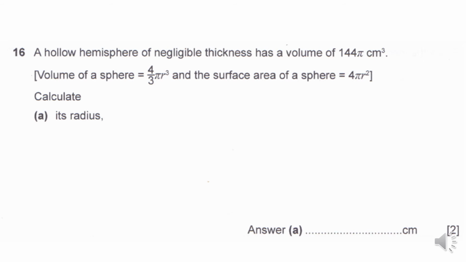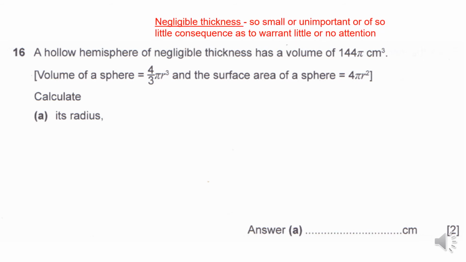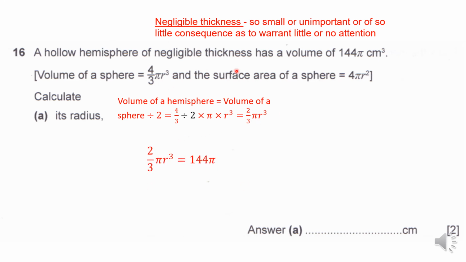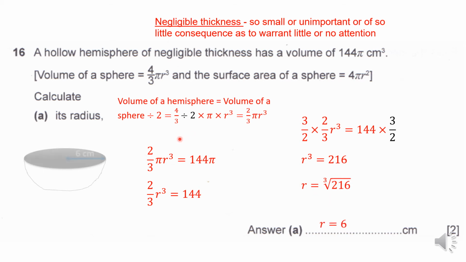A hollow hemisphere of negligible thickness, so that negligible thickness is things that are so small or unimportant that you cannot really say it has got some sort of thickness, right? Hemisphere also, volume of a sphere is nothing but 4 over 3 times pi times r cubed. Now you got to divide by 2 because you are dealing with a hemisphere, so it's 2 over 3 times pi times r cubed, and I say that equals 145 pi. When pi is on both sides, you can actually drop them, then you multiply by 3 over 2, the inverse, and we find r cubed is equal to 216, which happens to be a cube number of 6. So we are dealing with something like that where the radius is 6 centimeters.